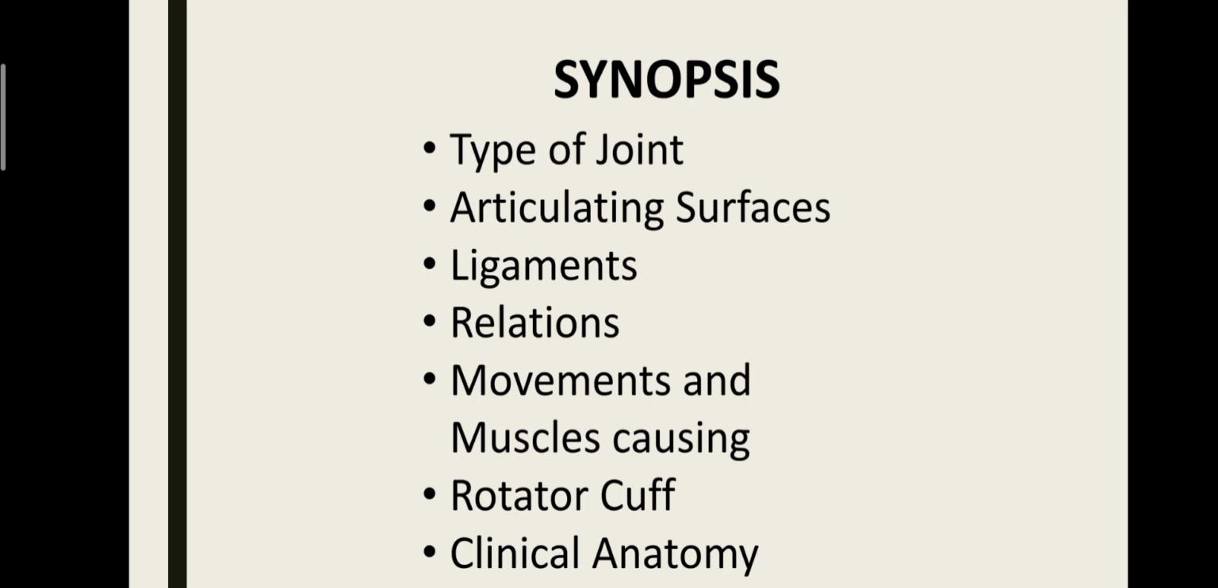See, for any joint you take, there are certain topics that you should mention compulsorily, and they are type of joint, articulating surfaces, ligaments, relations, movements and muscles causing those movements, and clinical anatomy. These 6 topics will be repeated for every joint, okay? And apart from that, for shoulder joint, today we will also be looking at the rotator cuff. So this is all about the synopsis.